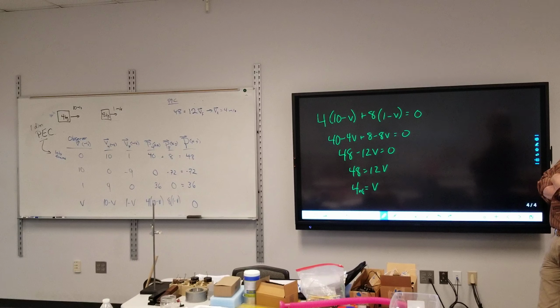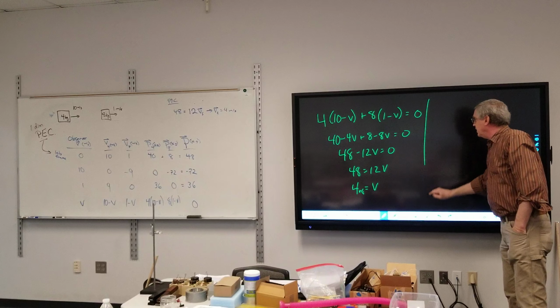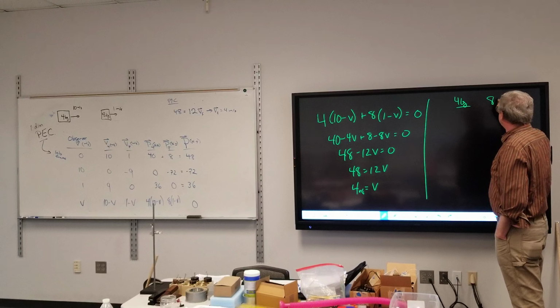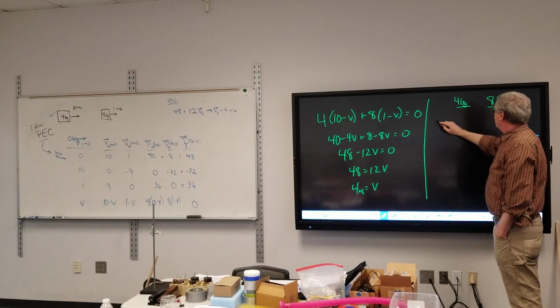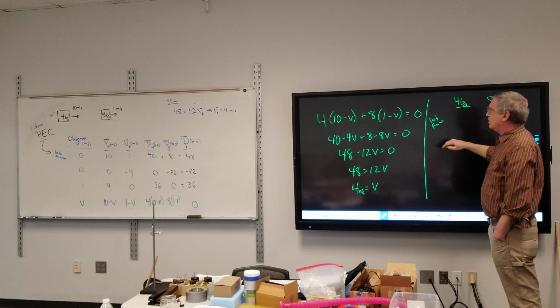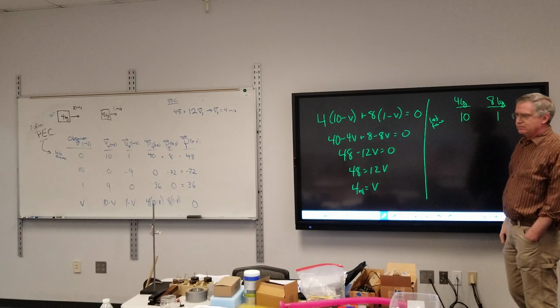So when you're finding the zero momentum frame, you're looking for the velocity of the center of mass. And the velocity of the center of mass is always going to be the solution of the perfectly inelastic collision. So what I'm left with here is my 4 kilogram mass and my 8 kilogram mass. In the lab frame, this is going 10 and 1. That's the problem.